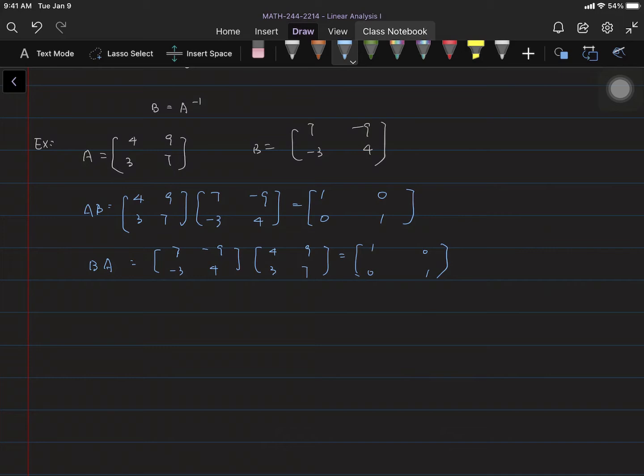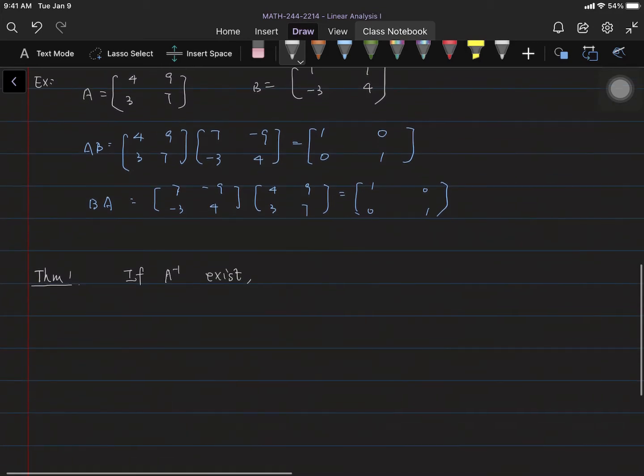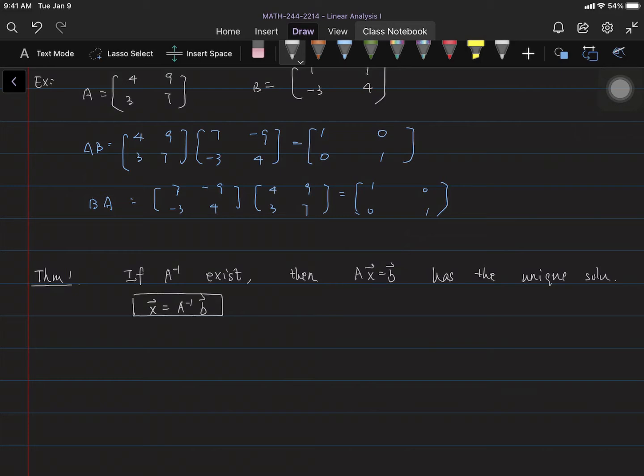Now let's take a look at a theorem. Theorem 1. This means if the inverse matrix exists, that is, matrix A is invertible, then the linear system, which is AX equals B, has a unique solution. And what's the solution? The solution is X equals A inverse times B. Okay, so this is the solution.